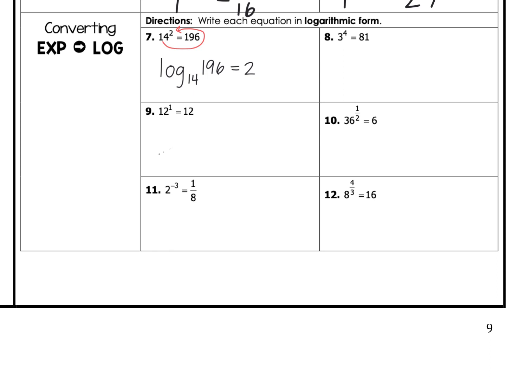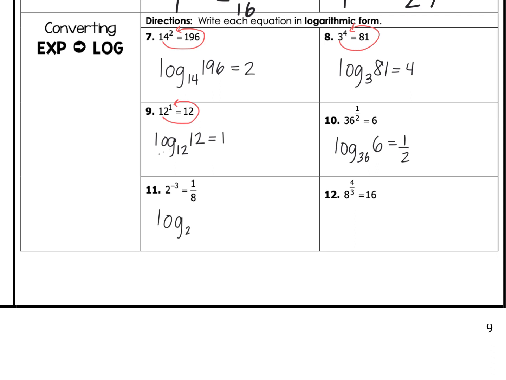All right, we're going to do number 9. I'm skipping number 8 right now. If I circle around, this is kind of a weird one. It is log base 12 of 12, it's fine, is equal to 1. Because 12 to the first power is 12. You're just rewriting. Loop-de-loop. Log base 3 of 81 equals 4. Log base 36. 6. Log base 2.